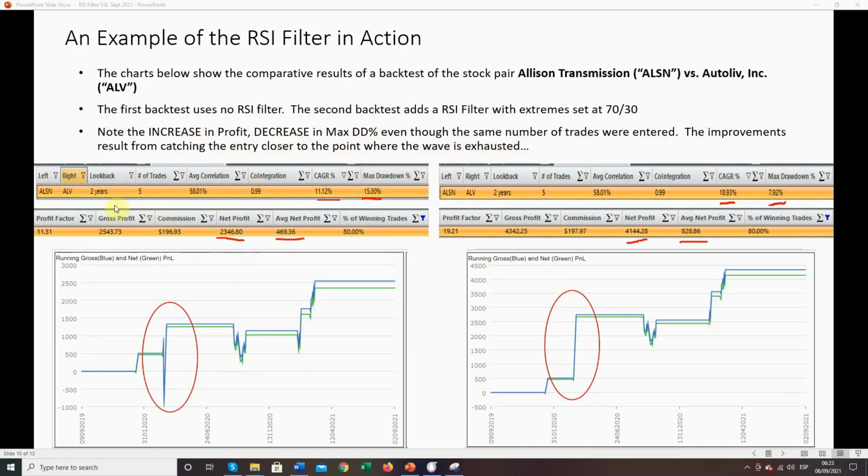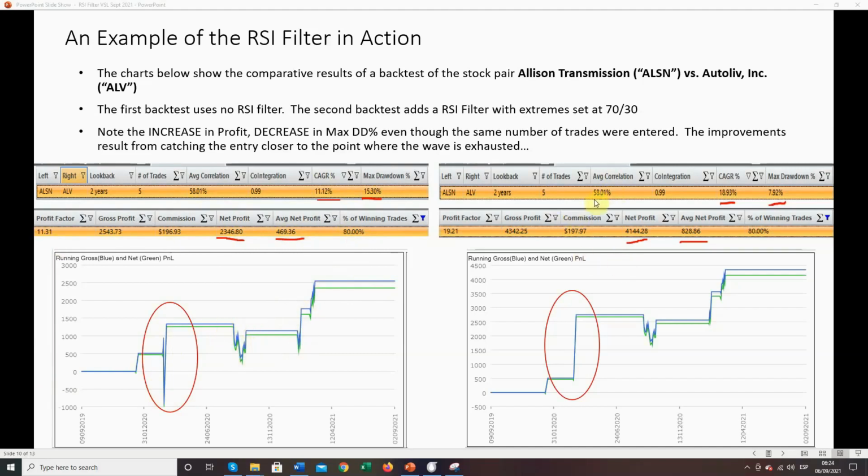So let's look at this first backtest. It was a 2-year lookback, and you had 5 trades. This is a highly co-integrated pair with a 58% correlation as well. So if you just kept your capital in that pair, you had an 11% compound annual growth rate, but you had a 15% max drawdown, so negative reward risk. And you made about $2,346 in backtest, an average net profit of about $469 a trade, and 80% were winners. And here you see the P&L curve, the equity curve. You can see this big drawdown here, another pretty big drawdown here, and as well here.